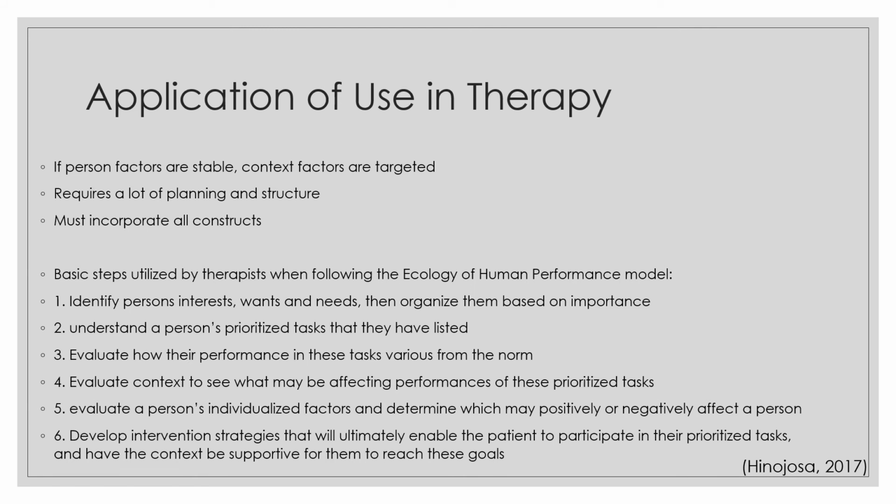So number 4, after they will be evaluating the context to see what may be affecting their performance of these prioritized tasks. Number 5 is the therapist must then evaluate a person's individualized factors and determine which may positively or negatively be affecting a person. Lastly, 6 is the therapist needs to develop intervention strategies that will ultimately enable the patient to participate in their prioritized tasks and have the context be supportive for them to reach these goals.